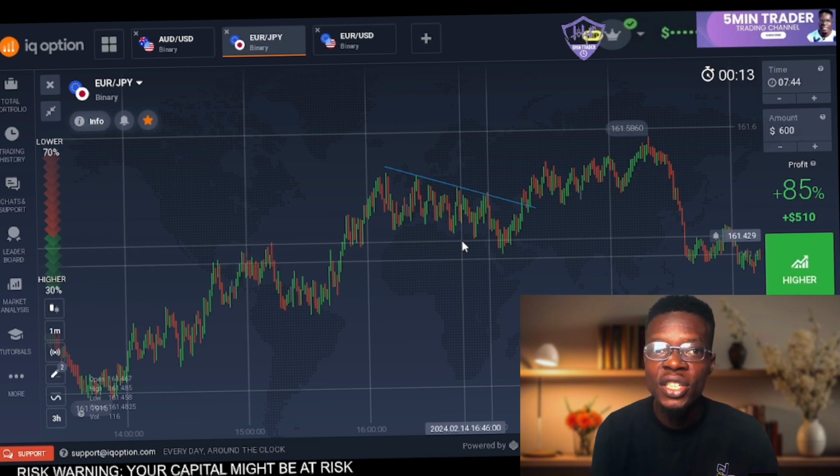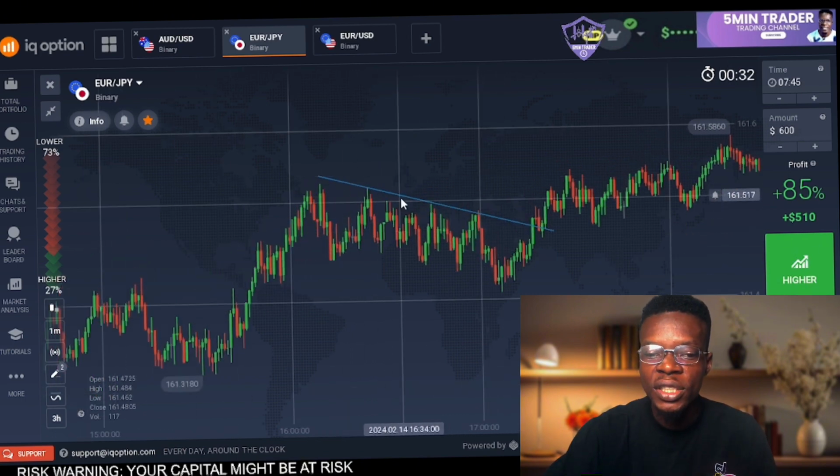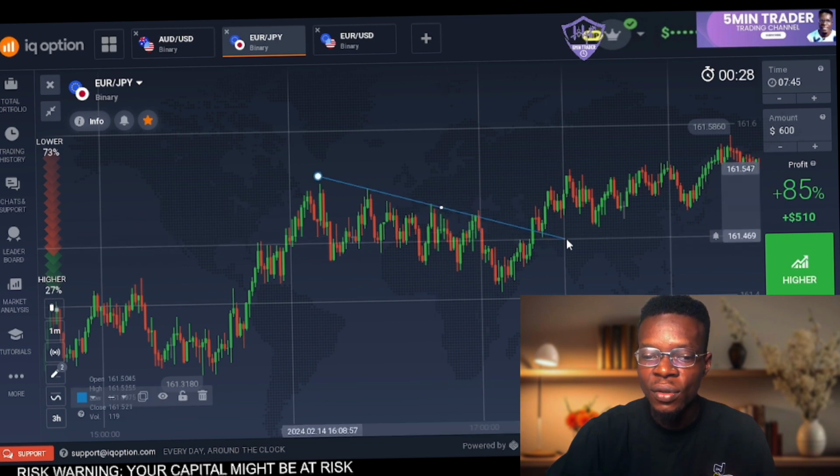In a downtrend, we are connecting all the lower lows, and in an uptrend, we are connecting all the lower highs. So you're going to be drawing a horizontal, this is a trend line, connecting all the lower highs together, exactly as I have done over here.